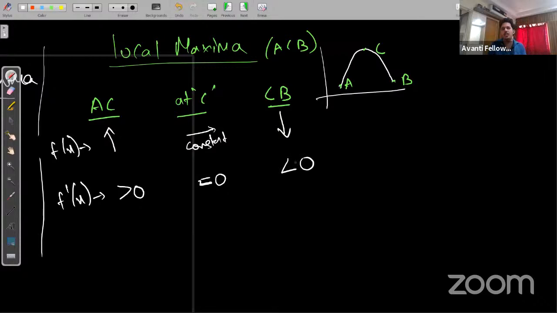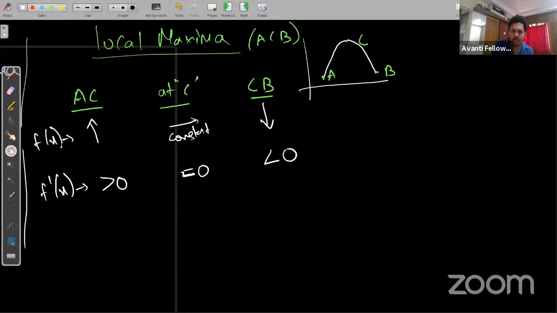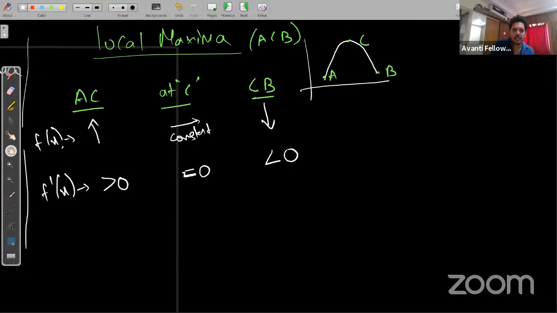Guys, this one everyone understood or not? If you understand this, it will take 1 minute for me to explain. This you understood clearly or not? Right? This is what we have studied till now. Come on, tell me. Now I am asking, sir.